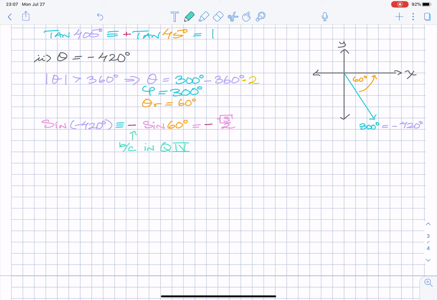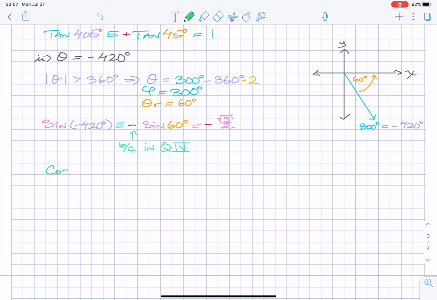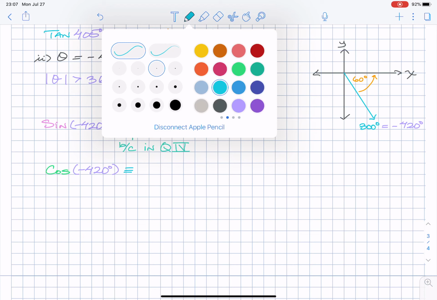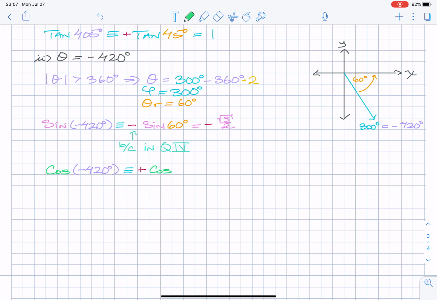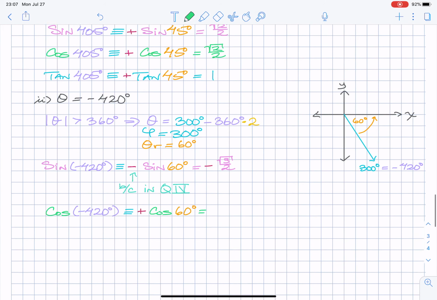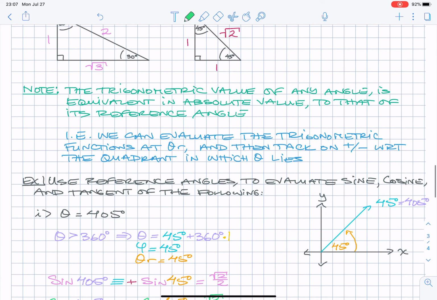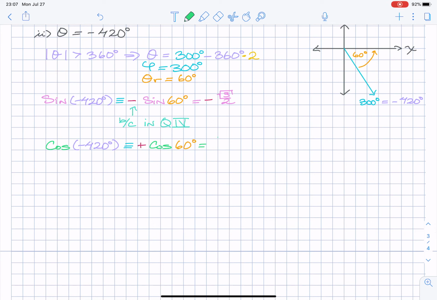Right? Okay. Now let's do the same thing for cosine. So cosine of negative 420 degrees. Well, cosine is the x-coordinate over the radius. So that's going to be positive, because I'm in quadrant 4. So that's going to be positive cosine of the reference angle, 60. Okay. Cosine of 60. Well, let's go back and see. Cosine of 60 degrees is 1/2. Okay. So it's positive 1/2.